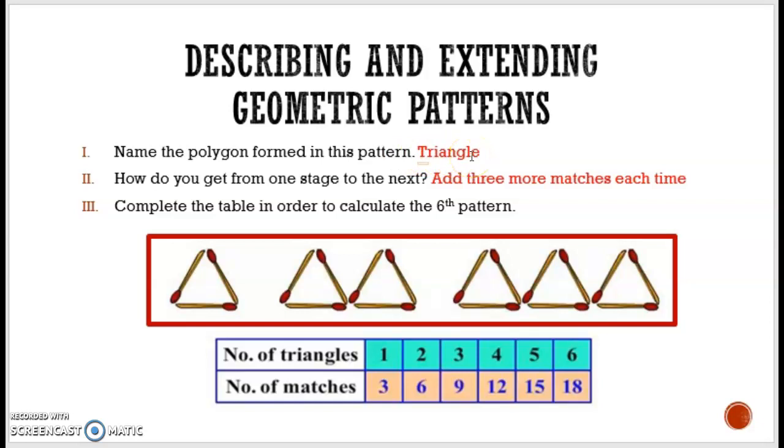Number 2, how do you get from one stage to the next? What you have to do is add 3 more matches each time. And thirdly, complete the table in order to calculate the 6th term. So in the first term or the first pattern there are 3 matches. In the second term there are 6 matches. In the third there are 9. In the fourth there will be 12. In the 5th pattern there will be 15 matches. And in the 6th pattern there will be 18 matches.